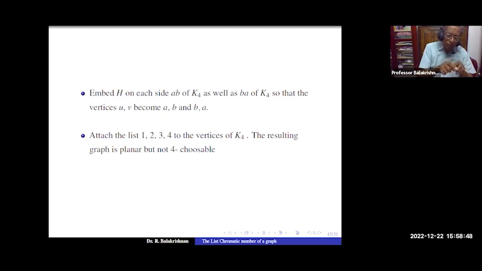Some vertex must get 1, some vertex must get 2, some vertex must get 3, some vertex must get 4. Suppose 2 vertices A and B get 1 and 2. But then on the AB, you have embedded that particular graph, and we have shown already that it is not possible to color it. Therefore, whichever way you embed it, the resulting graph is not fourth-usable. So that was the example given.